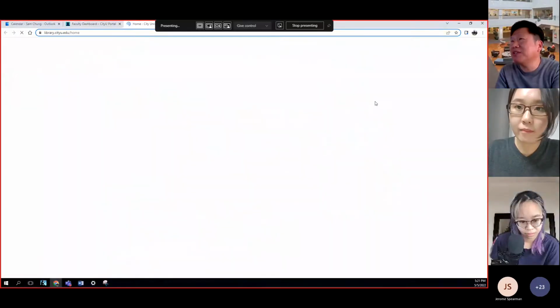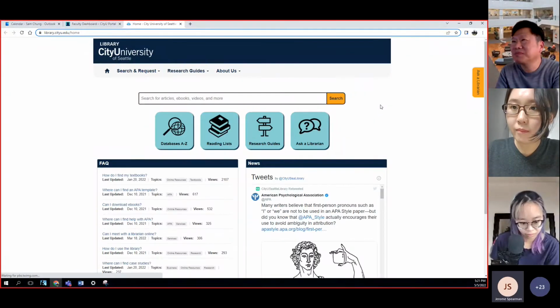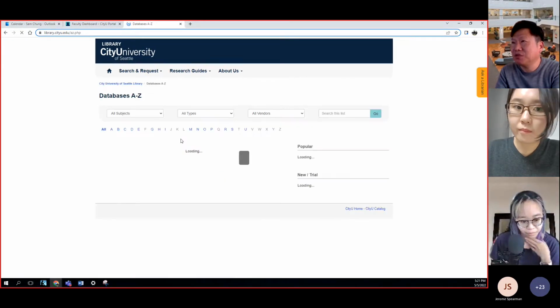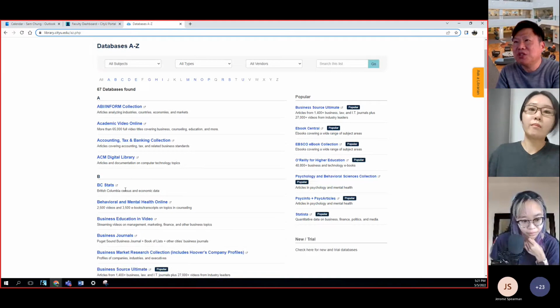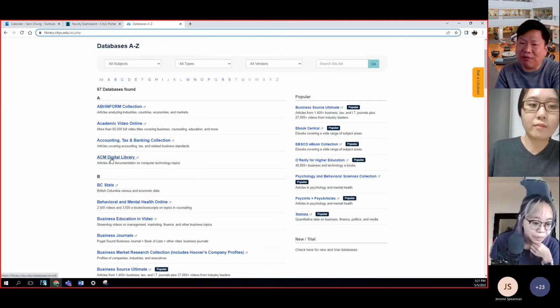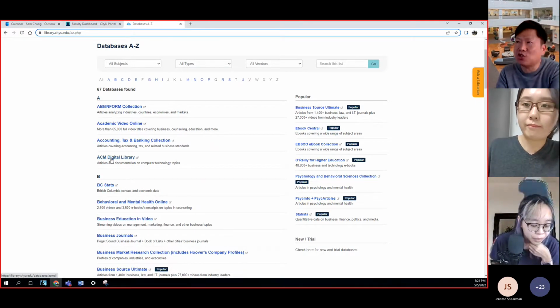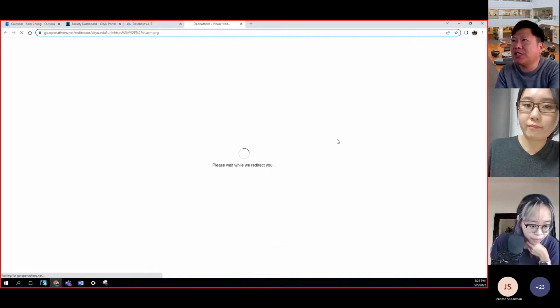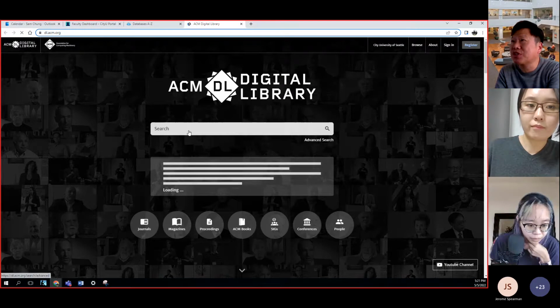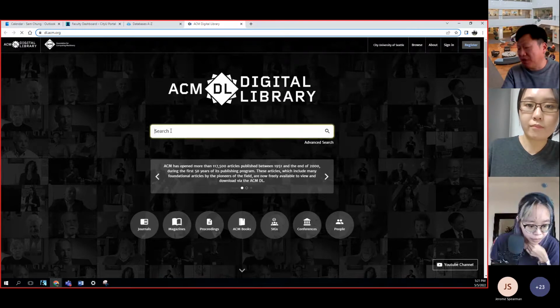Then go to the CDU library. Can you see it? Yes, sir. Can you see the database? Got it. Then there are too many databases. Usually I'm using the ACM Digital Library because of my area. My area is software engineering. ACM Digital Library. Yes, type to search. Okay, for example.